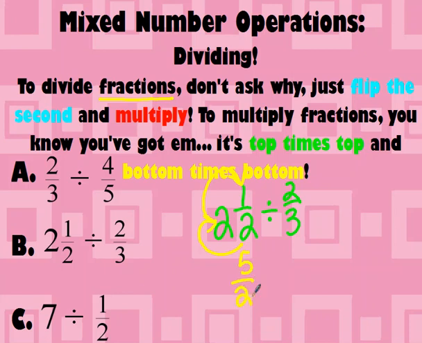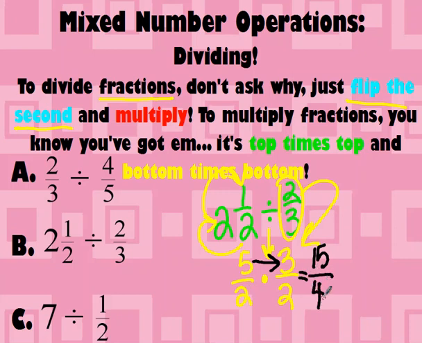And then let's talk about that rhyme again. To divide fractions, don't ask why, just flip the second. So same thing, we're going to take our second fraction, we're going to flip it over, and it's going to be 3/2. Flip the second and multiply. To multiply fractions, you know you've got them: it's top times top, which in this case is 15, and bottom times bottom, which in this case is 4.